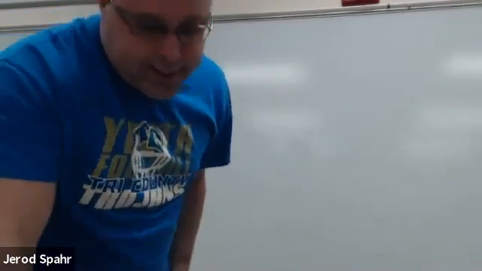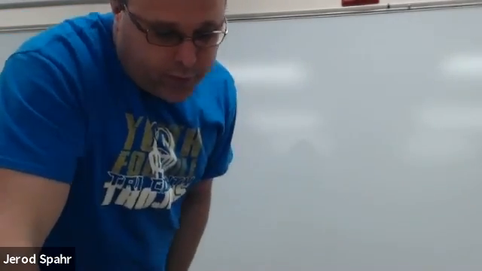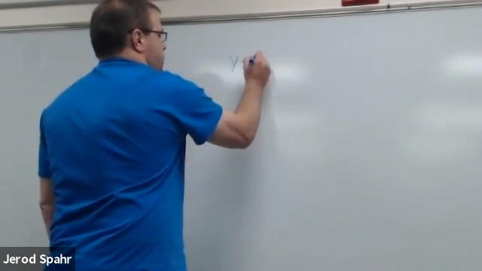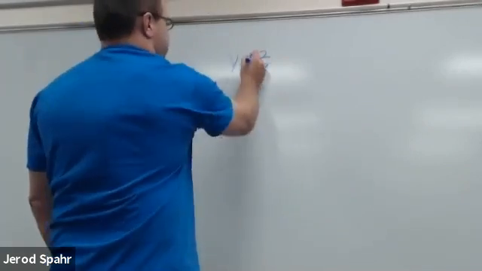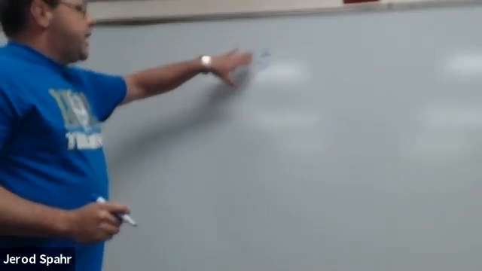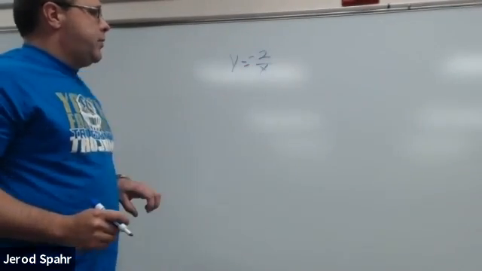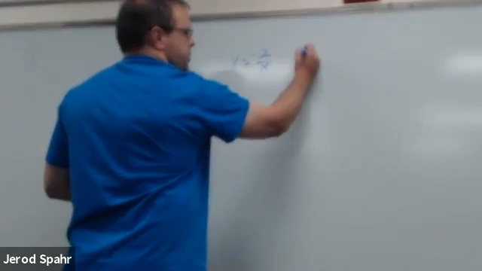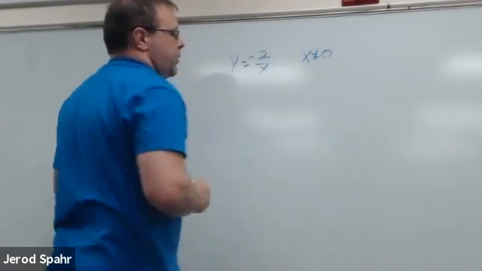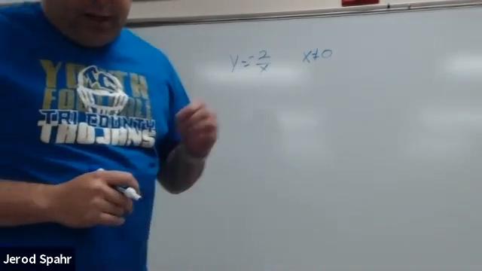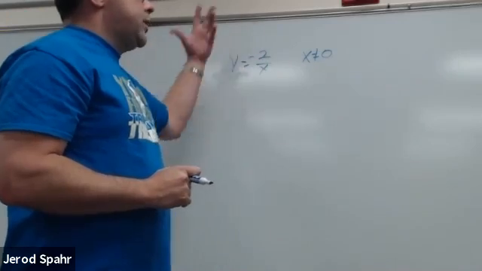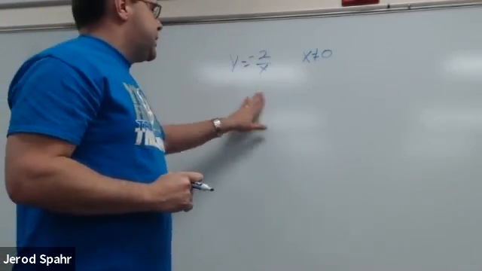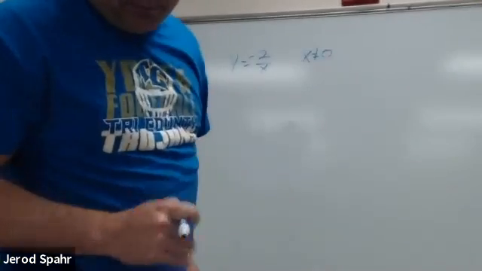All right, so state the excluded value for each function. We have y equals 2 over x. What we're looking at is where do we divide by 0? Well, this one's pretty easy. x cannot equal 0. If x equals 0, then we're dividing by 0. It's irrational, so it's not a rational function at that point.